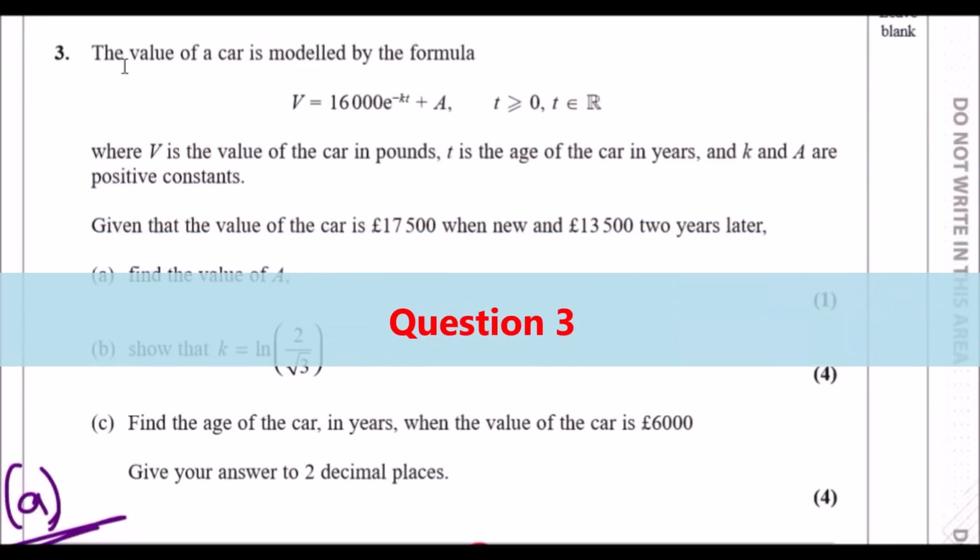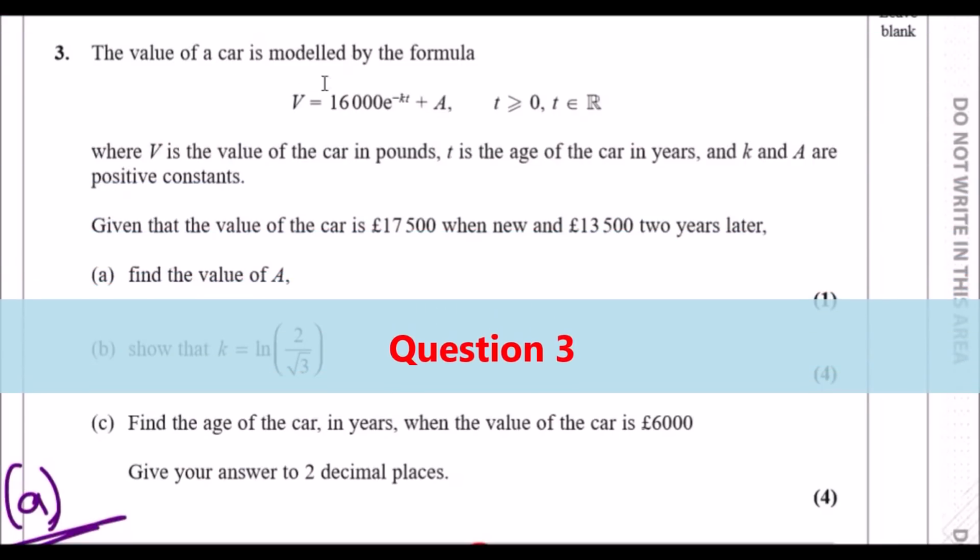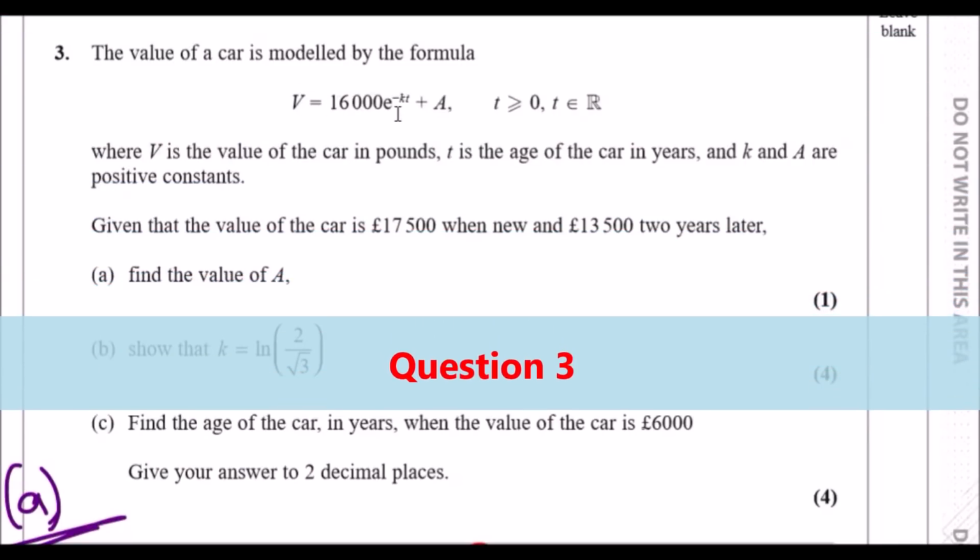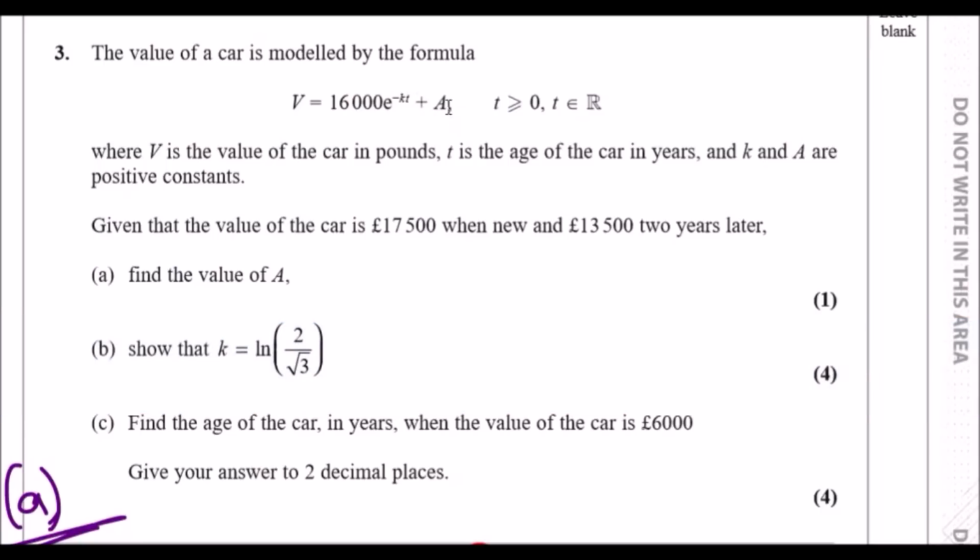So it says that the value of a car is modeled by the formula V equals 16,000 e to the negative kt plus a, where V is the value of the car in pounds, t is the age of the car in years, and k and a are both positive constants. Every time something is a positive constant, always remember that the numbers are fixed. So every time you get related problems, don't forget that the k and a values are always going to be the same for each and every problem. Just a quick tip. Now, here we go.